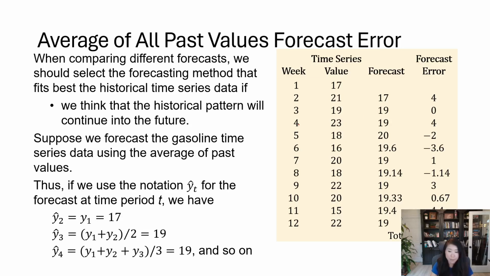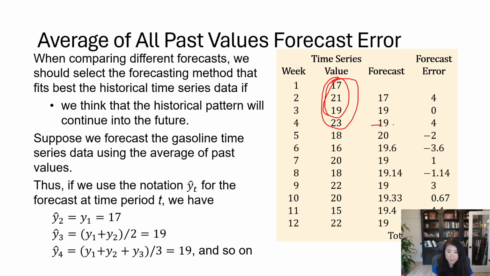Now we look at week 4. We have the past 3 periods available, right? So we calculate the average of the past 3 periods, and we also get 19. Then in week 5, we have 4 weeks of data available. We calculate the average, and that gives us 20. So this is the second model we can use to do the forecast. It's a little more complicated than the naive model because it involves the average of historical values.